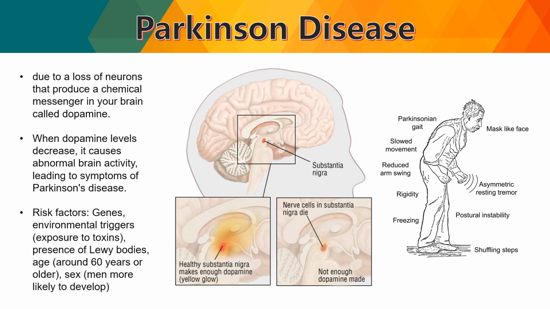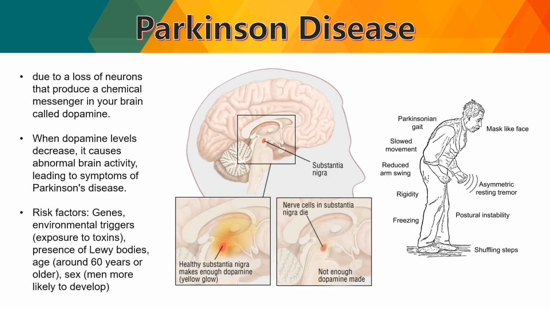So what the risk factors actually are genes, environmental triggers such as exposure to toxins, presence of Lewy bodies at age around 60 years old, your sex, men are more likely to develop Parkinson's disease. Okay, so when you have Parkinson's disease, if you check on the image on your screen right now, on this substantia nigra, this is the part where it is more likely affected.